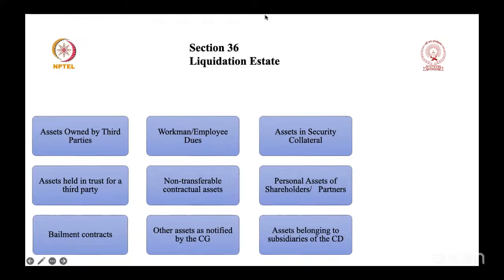Once all the debts have been fully paid, then come preference shareholders, and after that, equity shareholders or partners. The word partners is used here. In case of LLP, partners can come in. Otherwise, it's going to be equity shareholders in all cases.